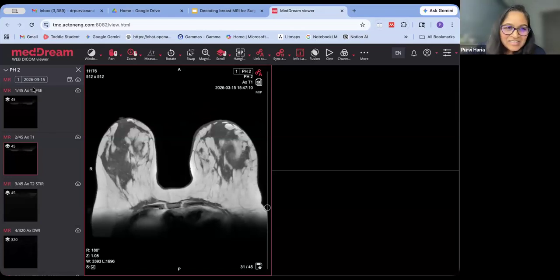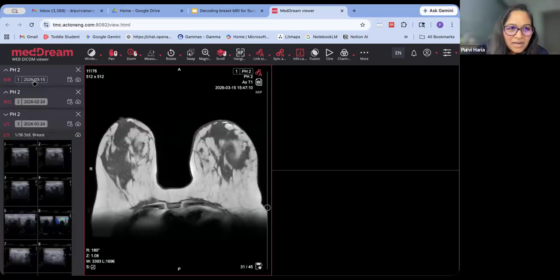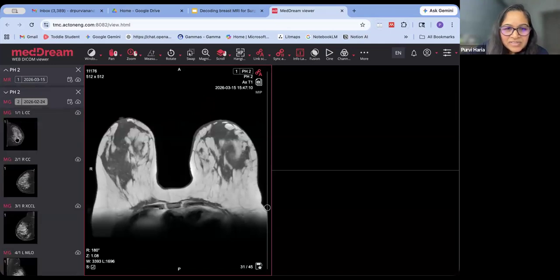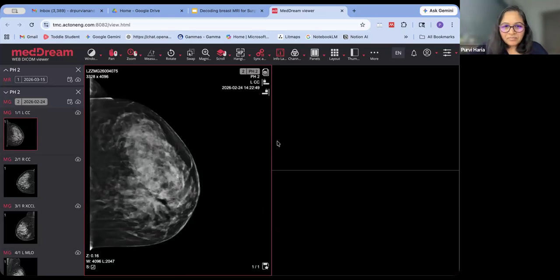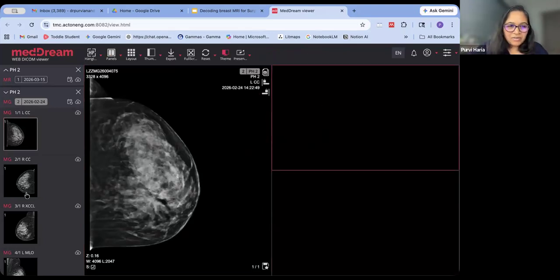So I have this one case, and as we were discussing now, I'm going to show you this mammogram and probably you can make your diagnosis or impression, and then we see the MR here.